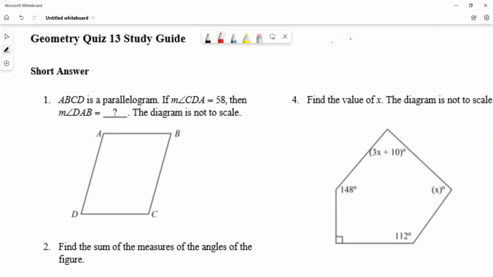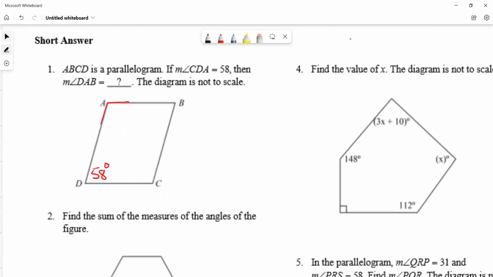Number 1 on the short answer: ABCD is a parallelogram. If the measure of CDA is 58, so CDA is down here, it's 58 degrees, then the measure of DAB, which is right here, is what you're looking for.